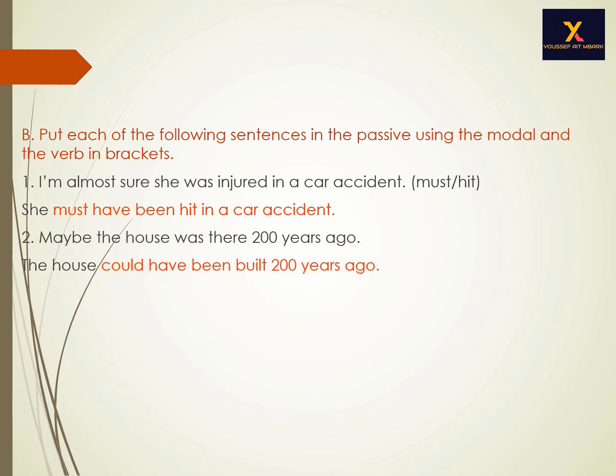Number 2. Maybe the house was there 200 years ago. The house could have been built 200 years ago. We have here could because we have maybe. Could expresses possibility. Plus have plus been plus past participle of the verb build.